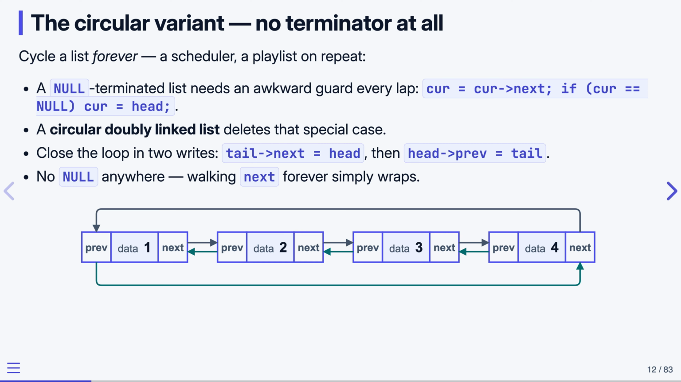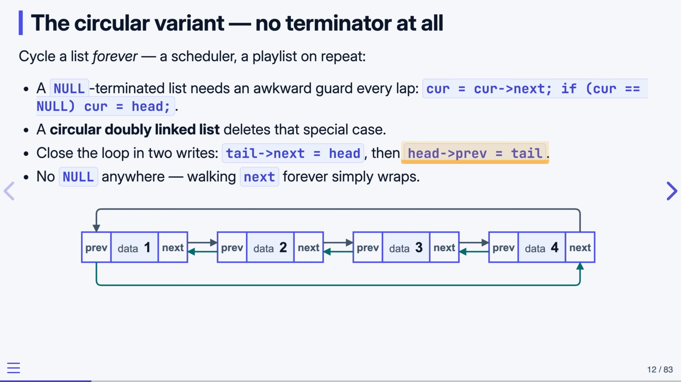Now look at this ring. Suppose you want to cycle a list forever, like a scheduler or a playlist on repeat. We close the loop with two writes. First write. The last node's next now points to the first node. So tail->next becomes head. That links the ring forward.